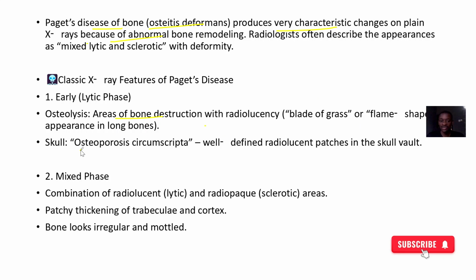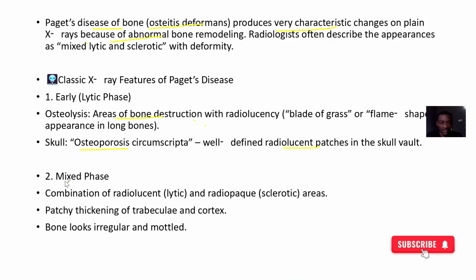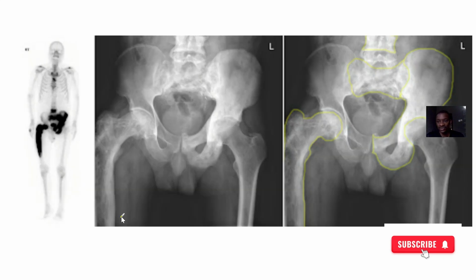Then in the skull, you see the osteoporosis circumscripta, well-defined radiolucent patches in the skull vault. Can you see them? Okay, circumscripta. So mixed phase, you see a combination of radiolucent and radio-opaque areas. You know, bone looks irregular and mottled.